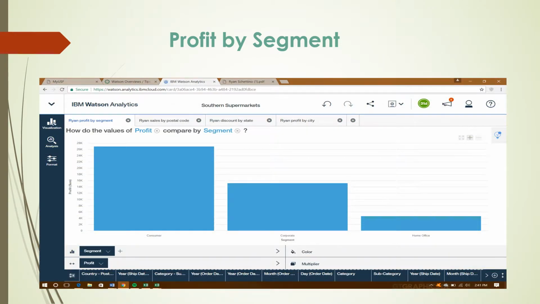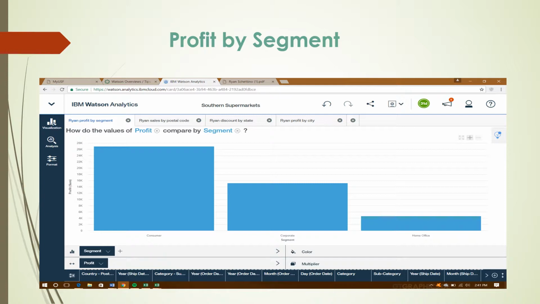This is the profit by segment page. The bar graph above shows the different segments these supermarkets have to offer. It's broken up into 3 segments labeled consumer, corporate, and home office. Most of the profits that come from these southern supermarkets come from consumer goods. This is good for companies to know because it allows them to market and tailor their products toward the consumer segment instead of corporate and home office segments.